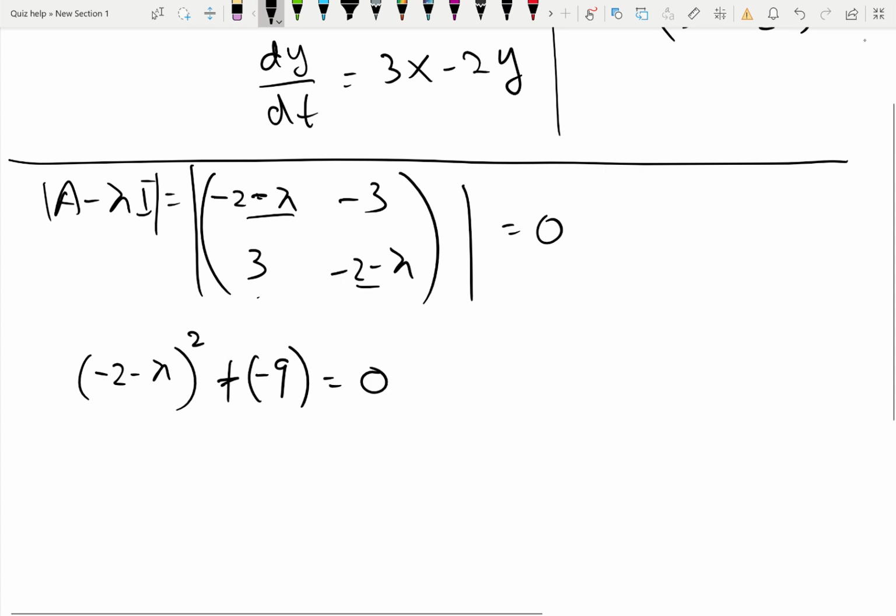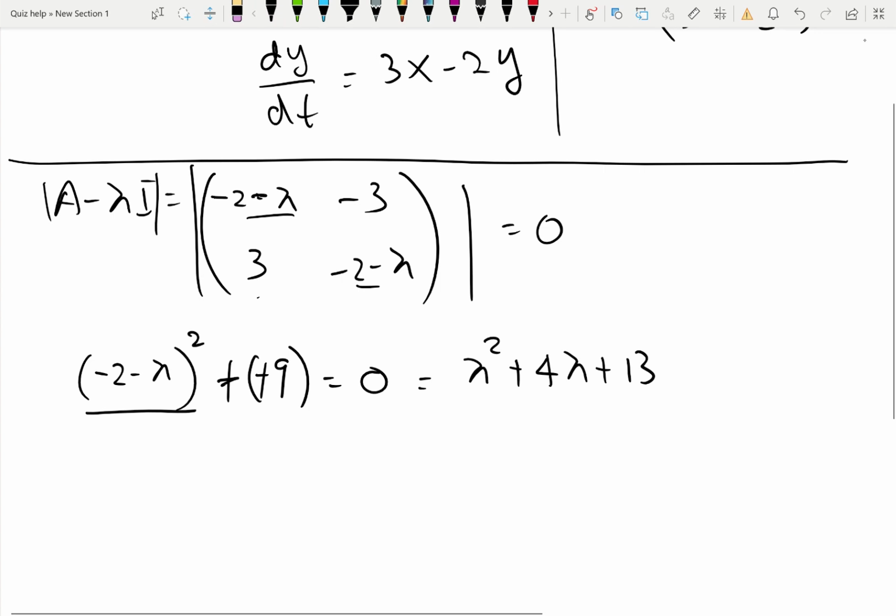So this is negative plus. So we have this quadratic equation. Now if I expand this term and add 9 to it, you should do that computation by yourself, we will get lambda squared plus 4 lambda plus 13. Now I'm going to use the quadratic equation, but again, try to pause the video and use the quadratic equation by yourself.